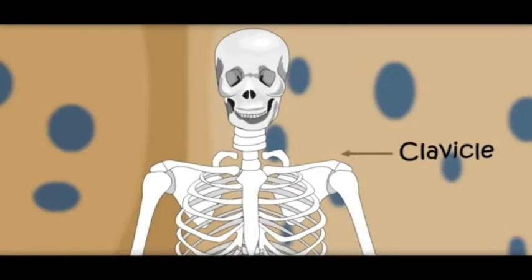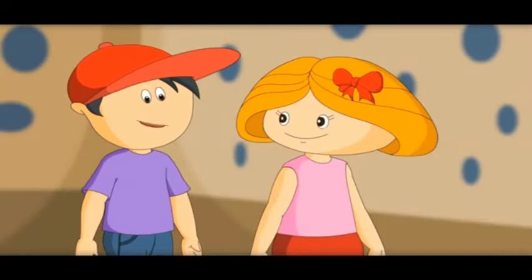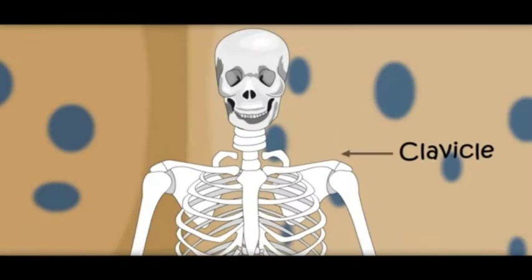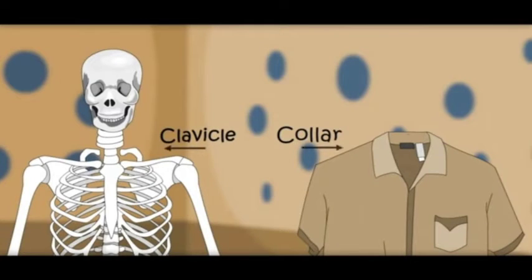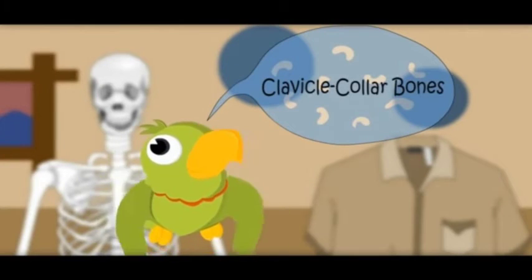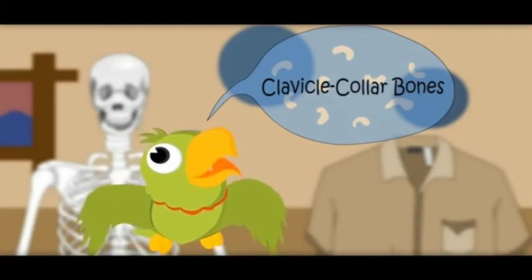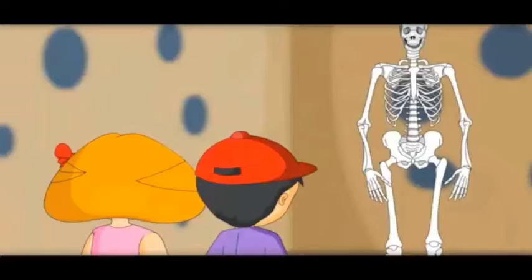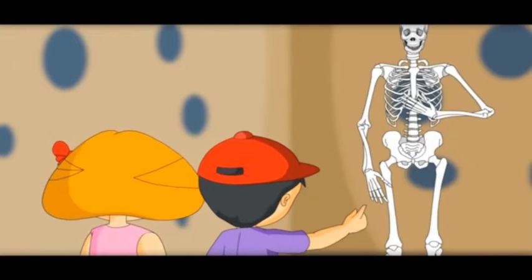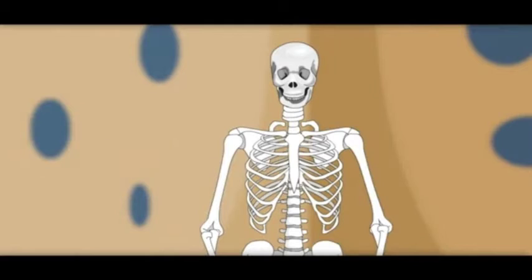Oh, these are shoulder bones. Yeah, you're right. These are called clavicle. We also call them collarbones. That is why the part of the shirt at this point is called the collar. Clavicle, collarbones. See, he is showing something. This is the sternum. This is the central bone on the front.